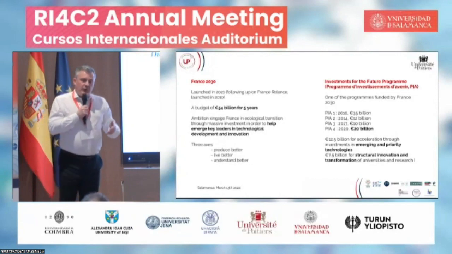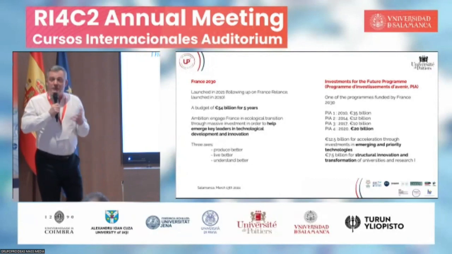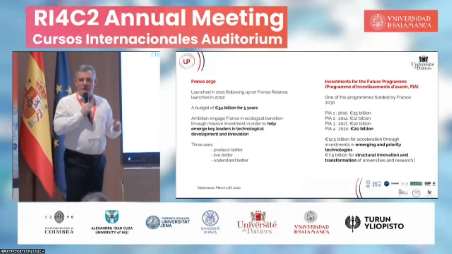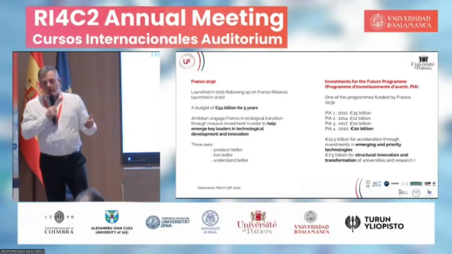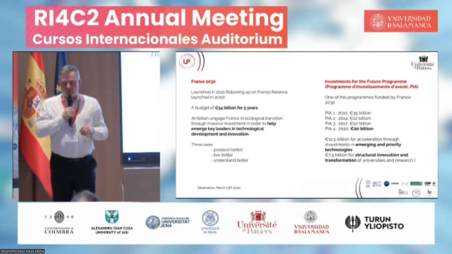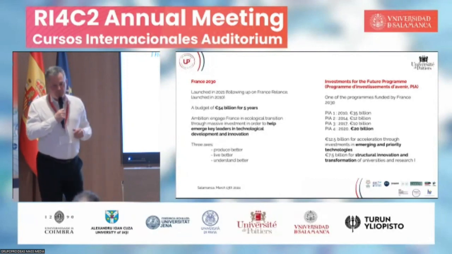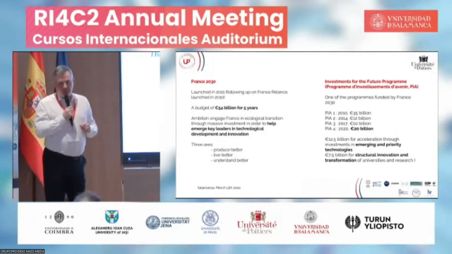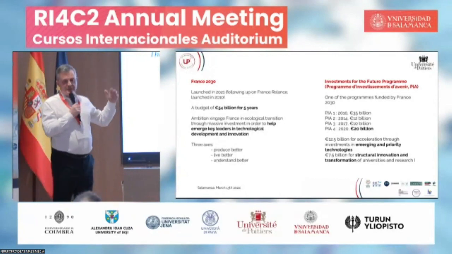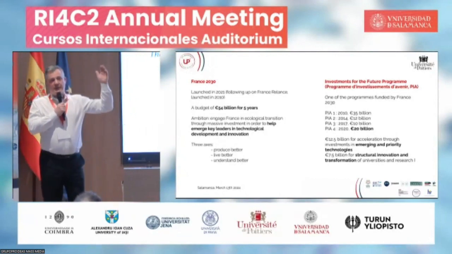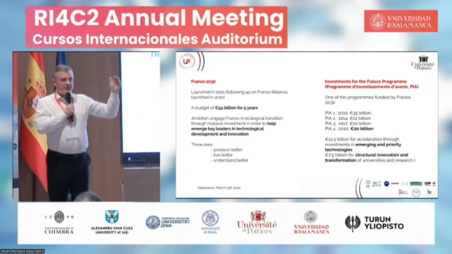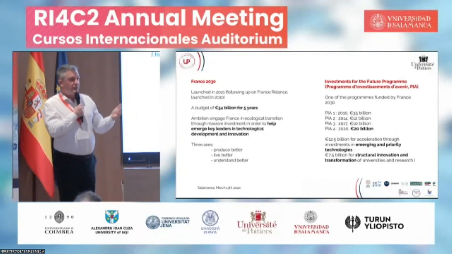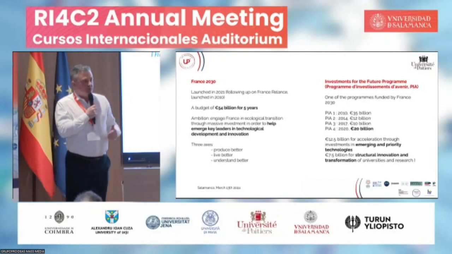Ambition simply, and as usual, a very understated French ambition to engage France in ecological transition through massive investment to help emerge French key leaders in technological development and innovation. So 3 axes: produce better, live better, understand better. And they are declined as well for the private sector. So if you're a company, you can apply for these funds, and also for universities who can apply for these funds.